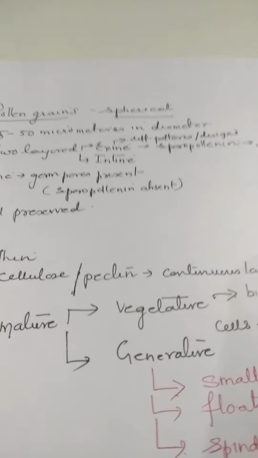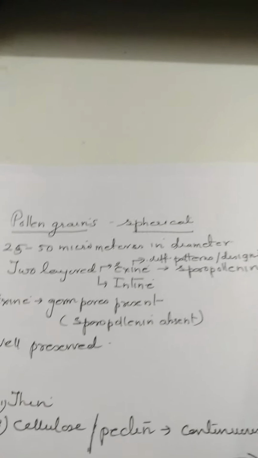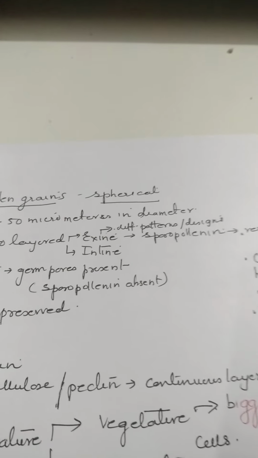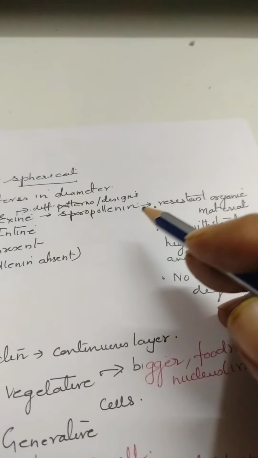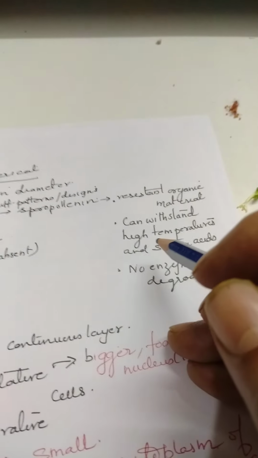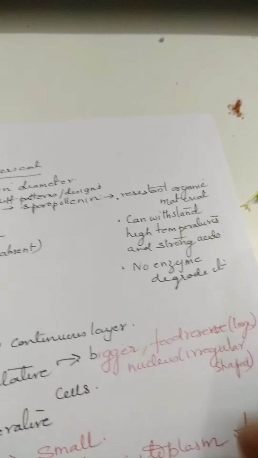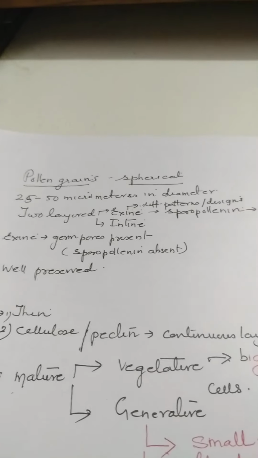Now next, you see these pollen grains are spherical in shape and about 25 to 50 micrometers in diameter, and they are two-layered: exine and intine. The exine has different patterns and designs. It is made up of sporopollenin, a resistant organic material. It can withstand high temperatures and strong acids, and no enzymes can degrade it.